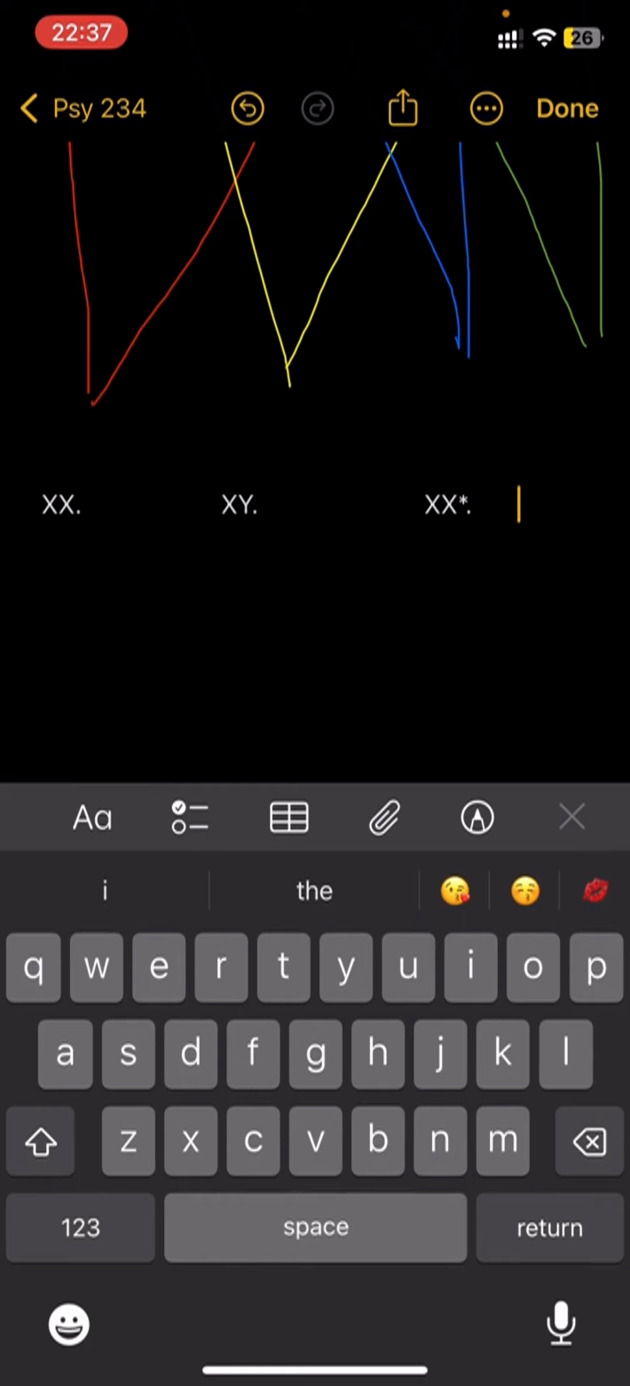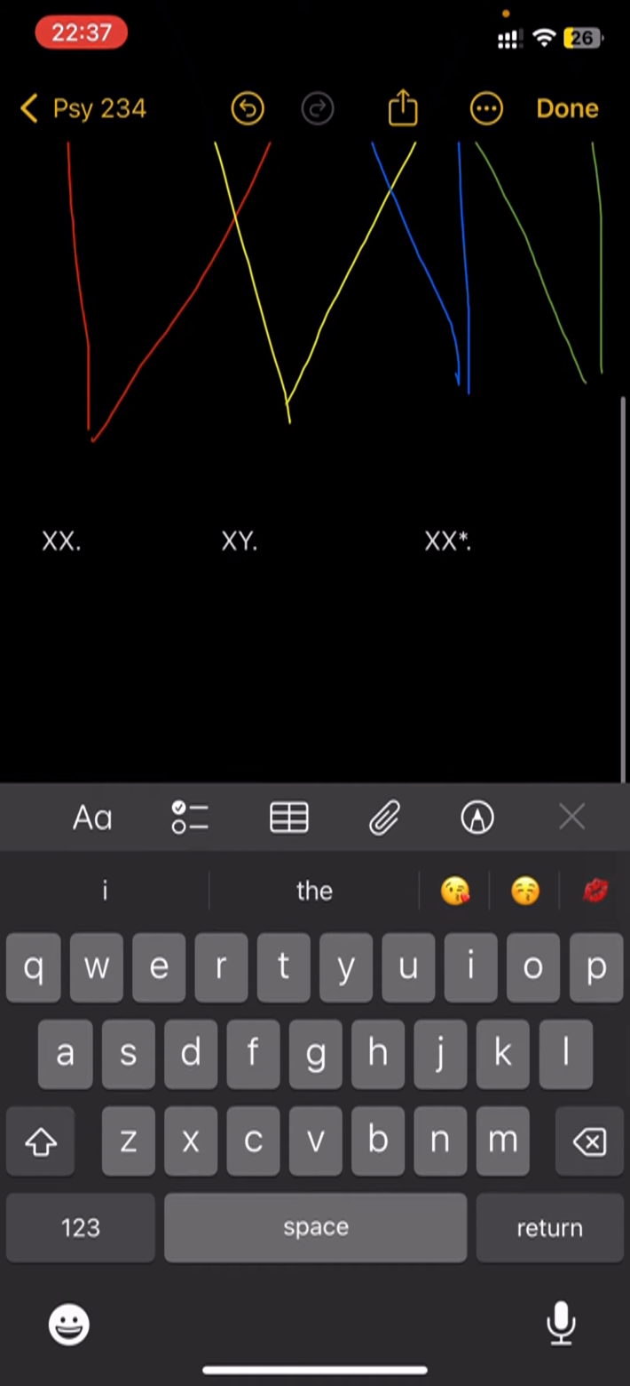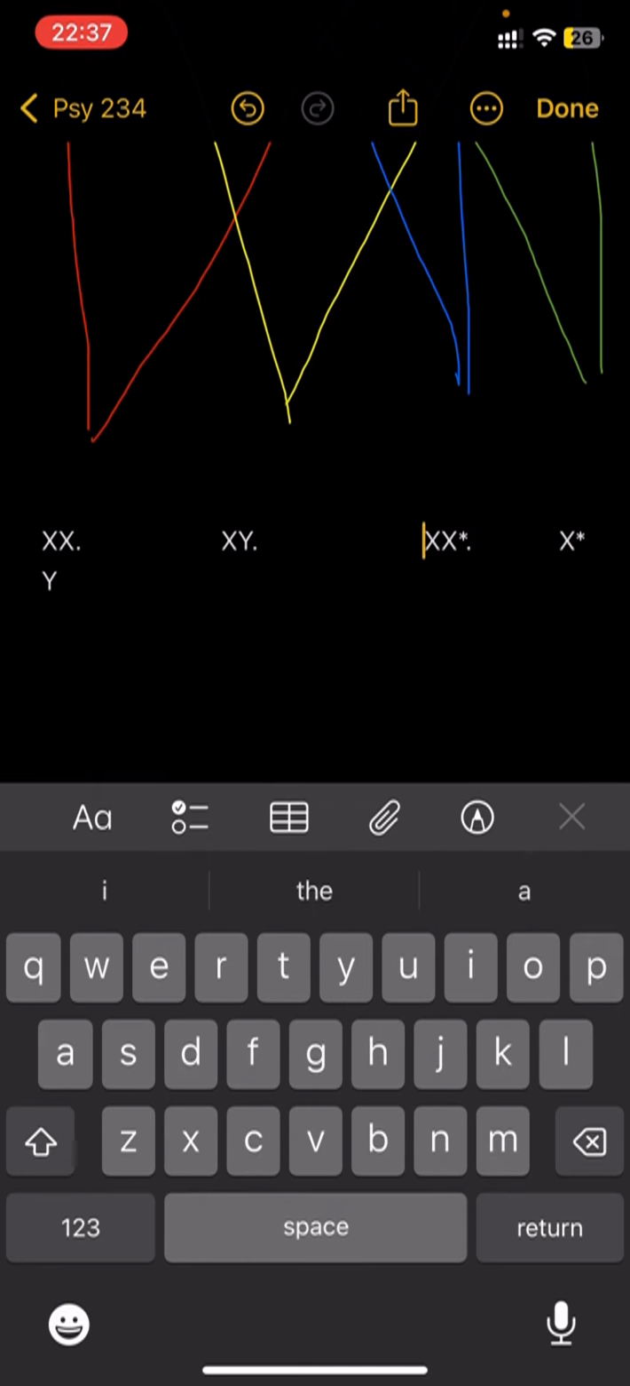X. And this girl is going to be a carrier. And then under the green, they are going to have a boy who definitely has the disease. You know why he's going to have the disease?